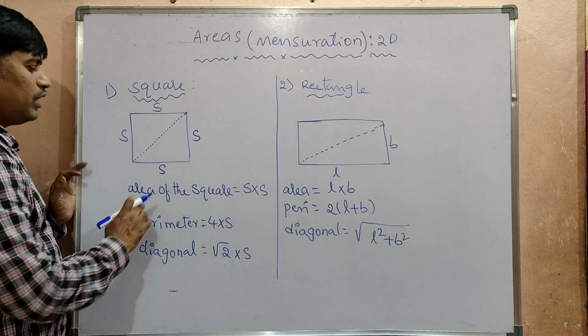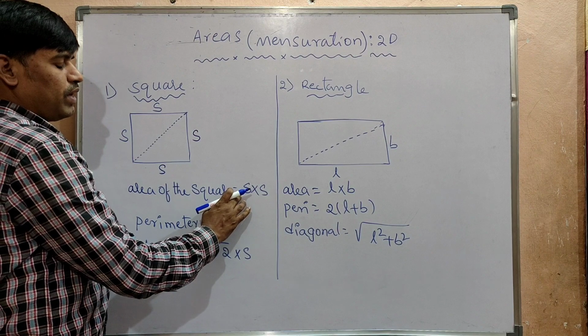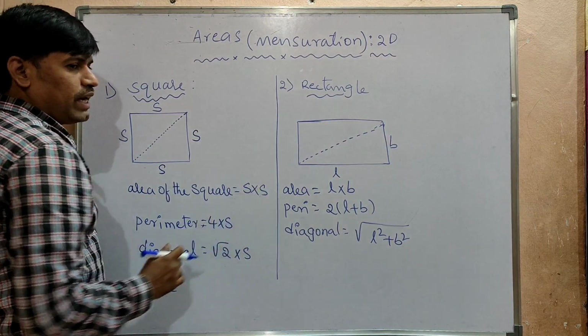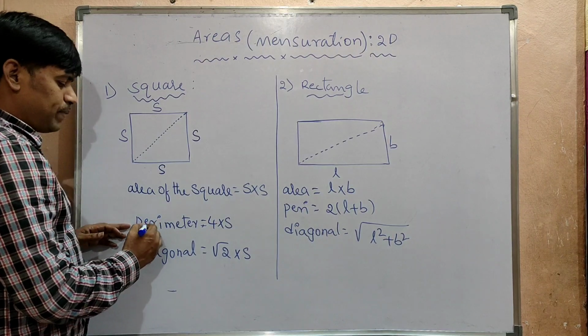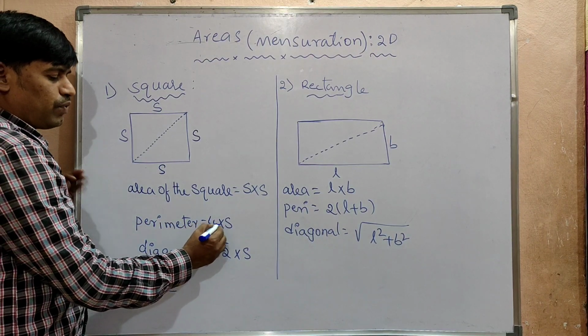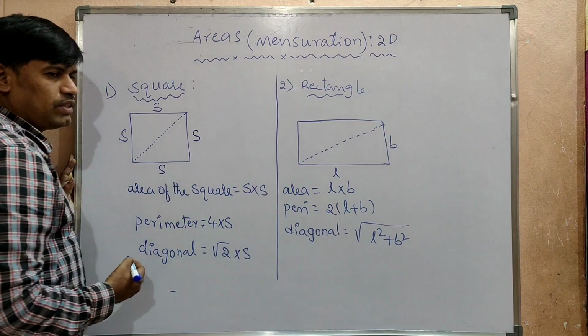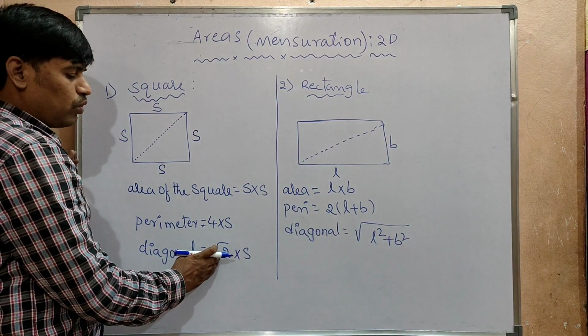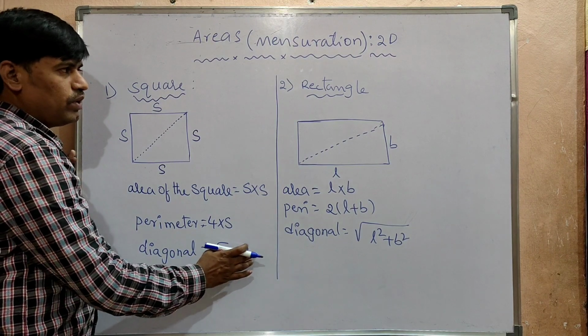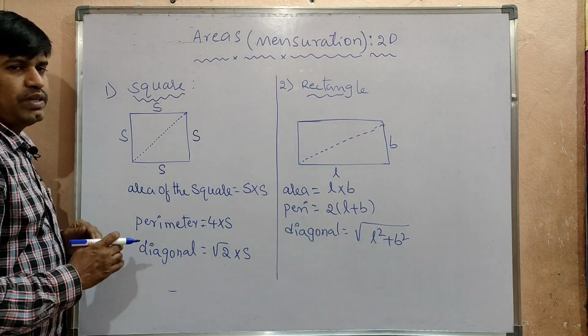Now area of the square is equal to s into s. S into s means side into side. Perimeter of the square is equal to 4 into side, and diagonal of the square is equal to root 2 into side. Okay, your square formulas are completed.